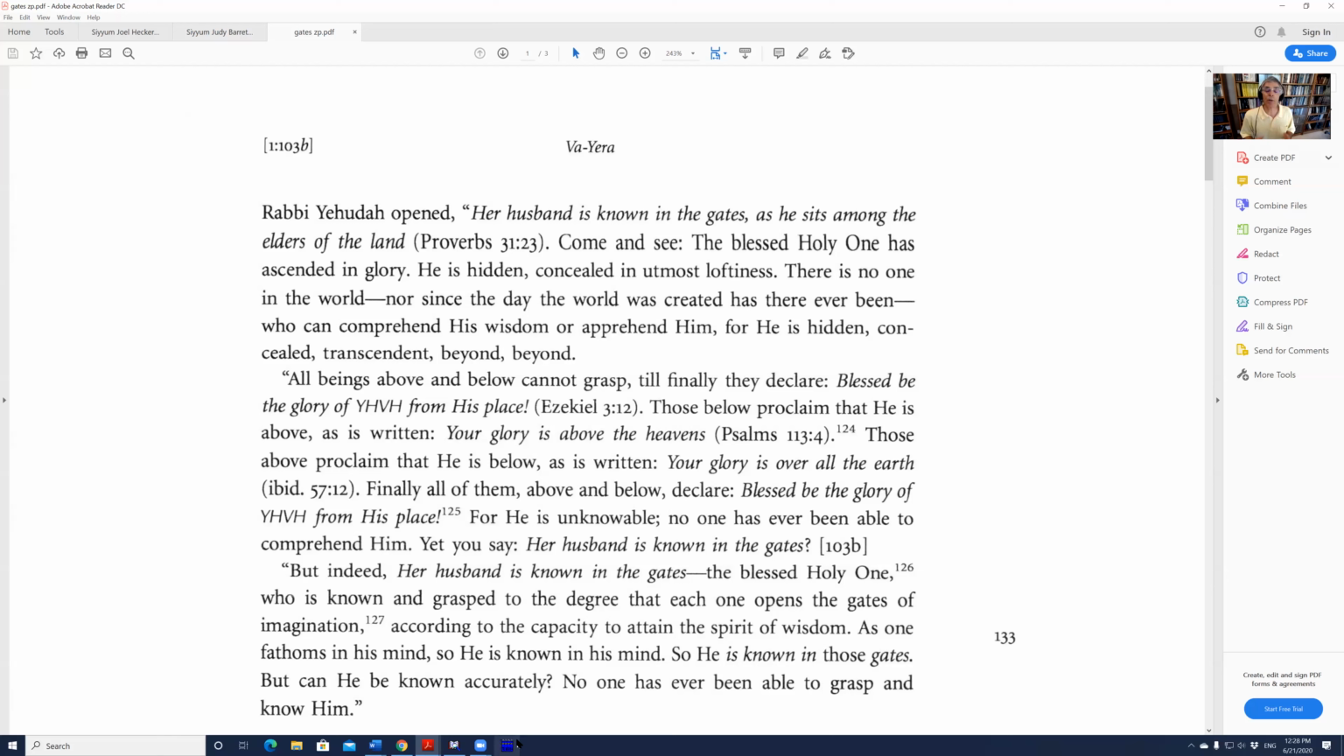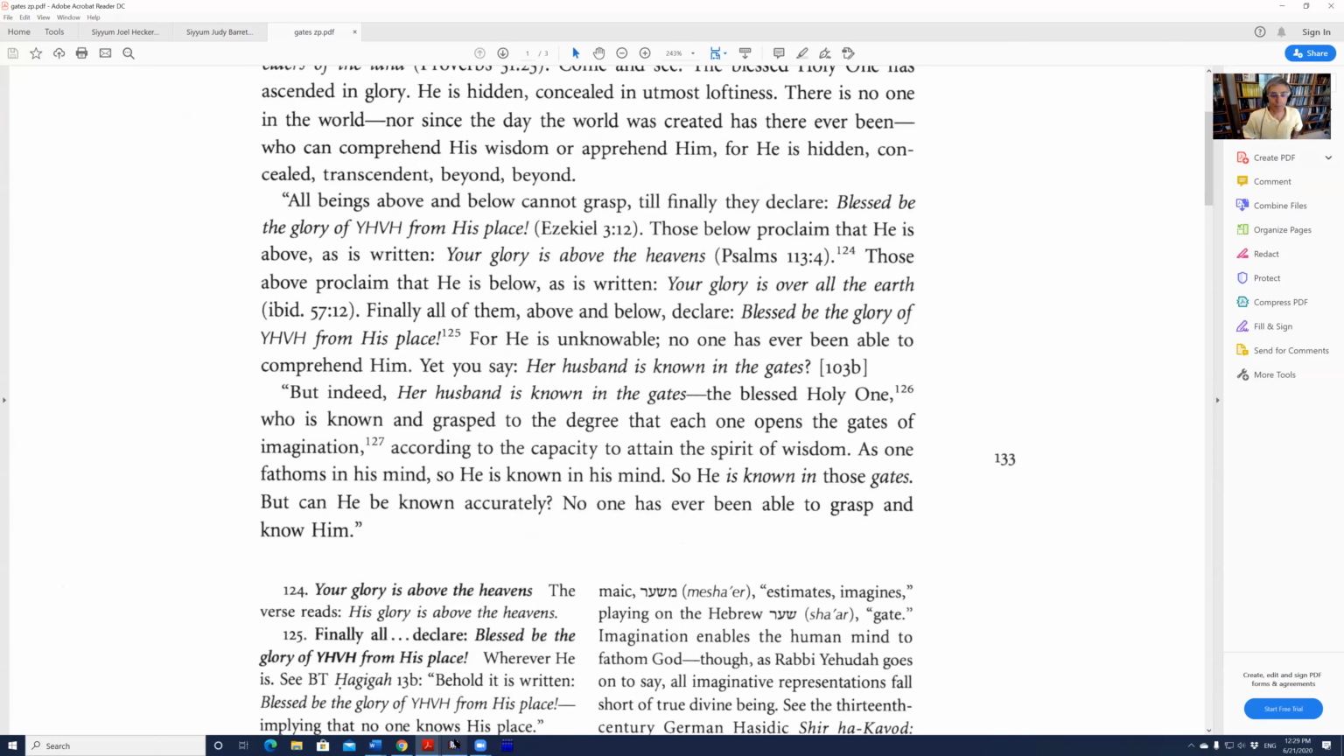In which sha'arim, in which gates? The gates of imagination. Rabbi Yehuda is playing here on the verb l'sha'er, to estimate, to guess, to measure, to imagine. So the gates of our own imagination enable us to get some sense of the divine reality, though of course it's an incomplete comprehension.